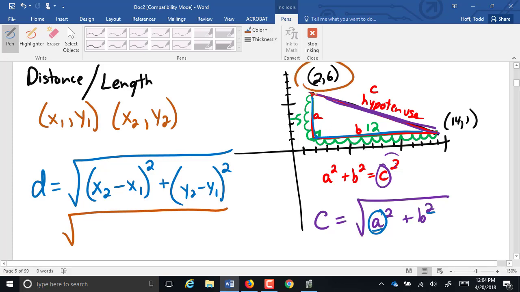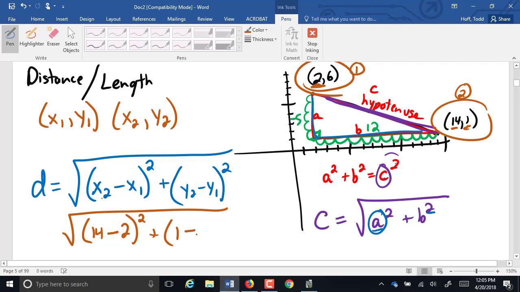I had the points 2, 6 and 14, 1. I'm going to call the 2, 6 point 1, and 14, 1 point 2. x2, point 2, the x coordinate is 14, minus x1, point 1, the x coordinate is 2. That's going to be squared. Plus y2, point 2, the y coordinate is 1, minus y1, point 1, the y coordinate is 6. So that's going to be 1 minus 6, and that's going to be squared.